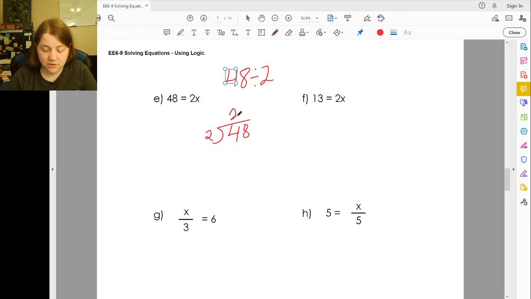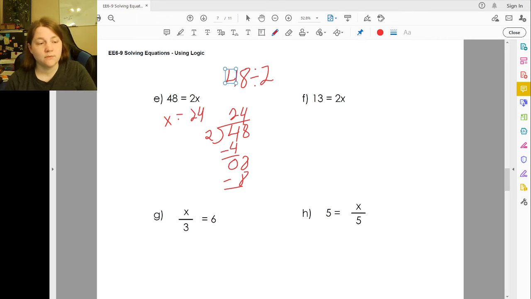2 goes into 4 2 times. That makes 4, leaves nothing. 2 goes into 8 4 times. 4 times 2 is 8. So that means x equals 24, or 2 groups of 24 is 48.